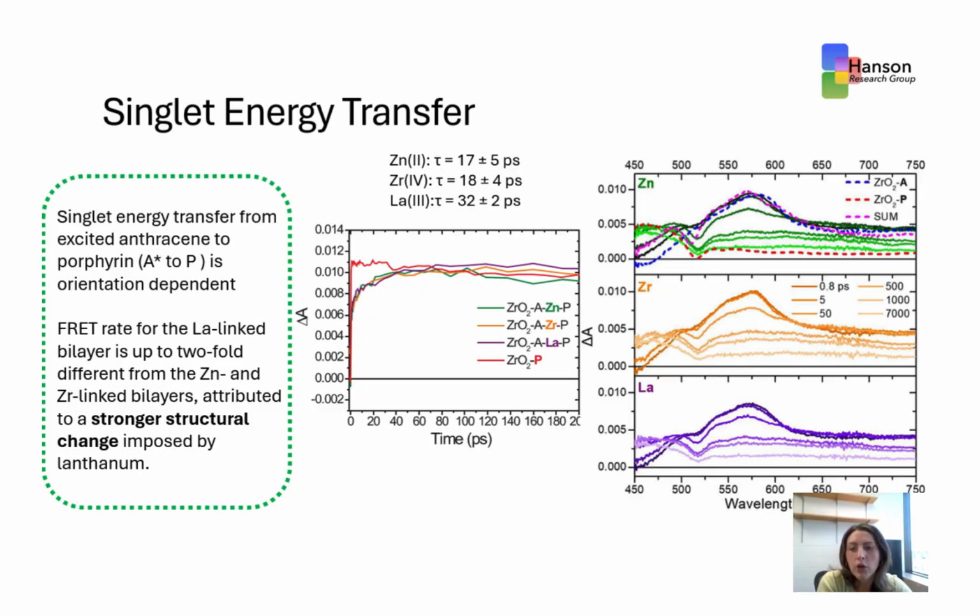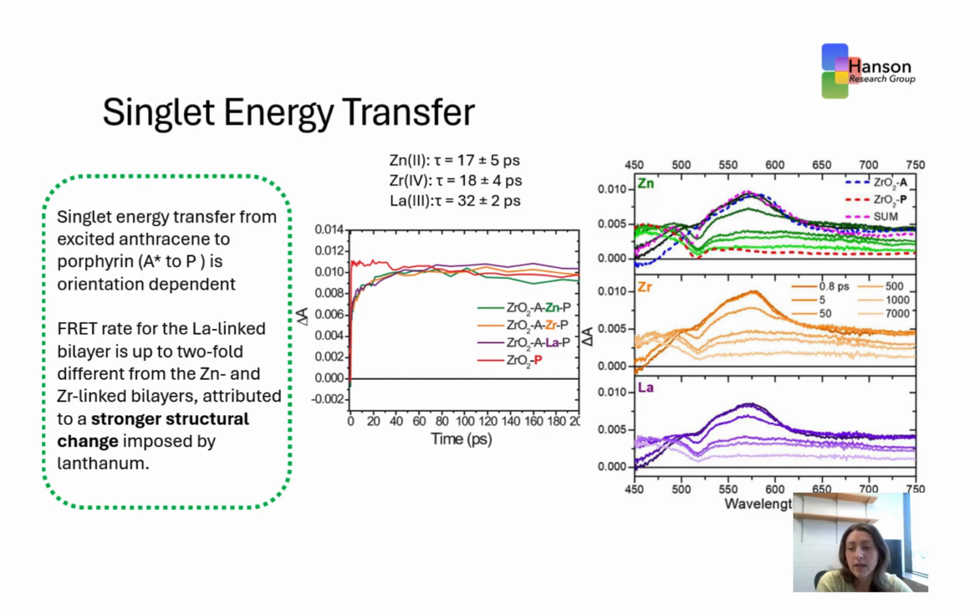Fitting that signal for growth of the three linked bilayers gives us distinct lifetimes and FRET rates, where zirconium and zinc yield essentially the same FRET rate or signature lifetimes, while lanthanum is slower by close to a factor of 2. And this tracks with the differing coordination chemistry of the three ions, where zinc is typically 4 coordinate, zirconium 6, and lanthanum 9. And this imposes a distinct linking geometry for the lanthanum bilayer. The metal ion doesn't change the mechanism of energy transfer. It always remains FRET dominated, but it does modulate the FRET rate through this structure.